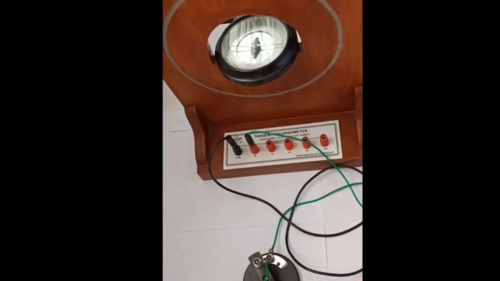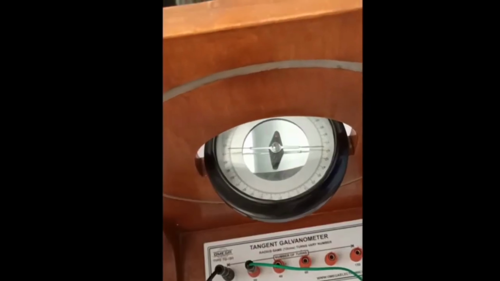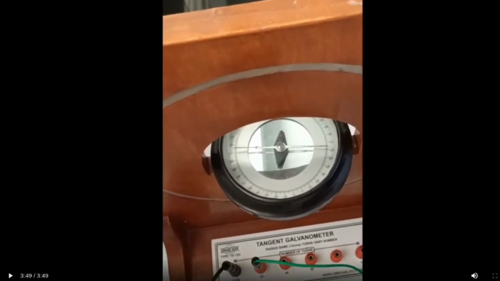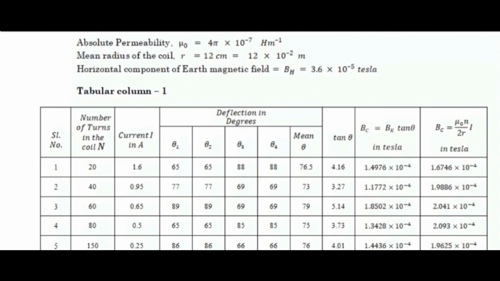the deflection in the magnetic compass box is tabulated as theta 1 and theta 2. Then the commutator is rotated clockwise. Then the deflection in the magnetic compass box is noted as theta 3 and theta 4 as shown. And the experiment is repeated for different numbers of turns in the circular coil, that is 20, 40, 60, 80 and 150.